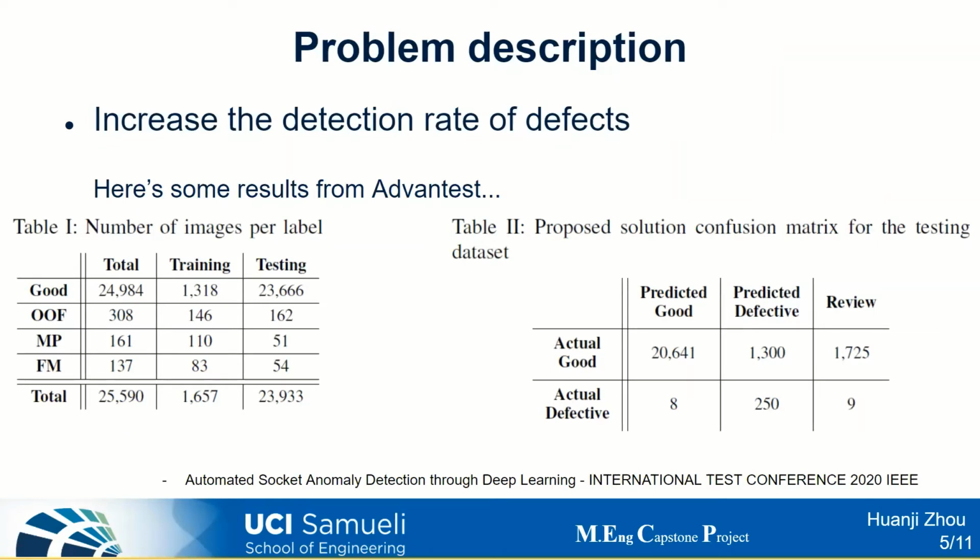In this program, we have 2 main problems. The first is the issue of the number of defect images. As shown in Table 1, we divide the images into 4 categories: good, out of focus, missing pin, and foreign material. There are a large number of images of good type, while the number of images of other defect types is very rare. The second problem is shown in Table 2. We need to improve our accuracy. And I want to say that actually we have more than 3 defect types, just like we described before.